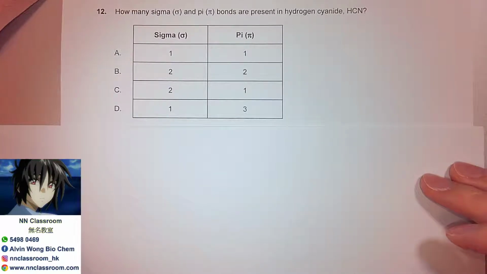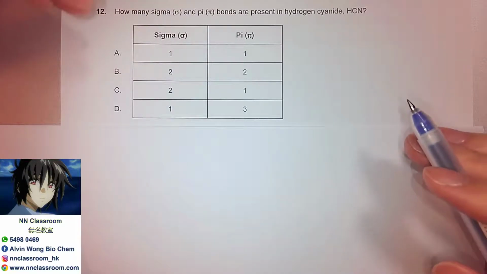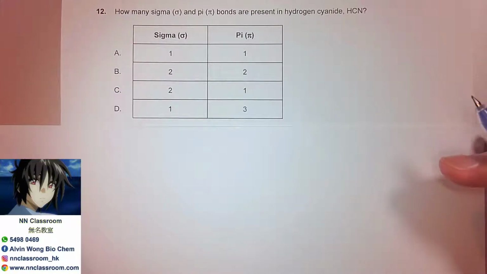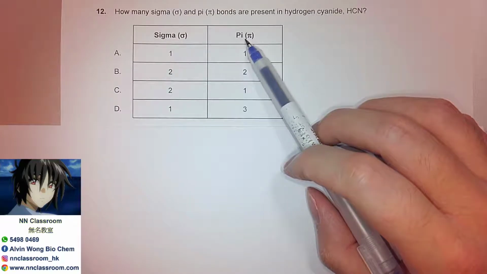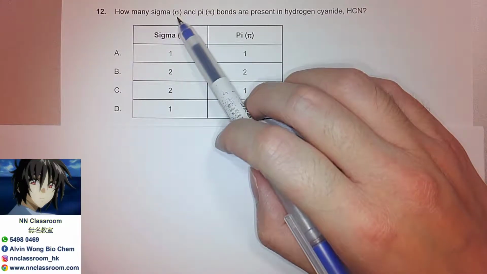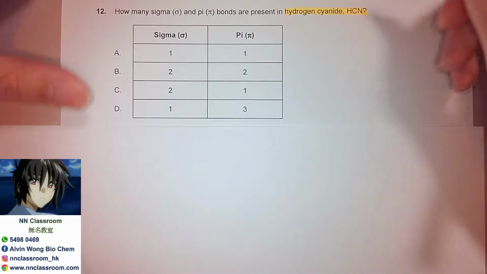Today, I'd like to share with you a past paper question from 2019 Time Zone 2 in May. That is question number 12, relating to topics 4 and 14, the understanding of molecular geometry and the overlapping geometry of bonds, namely the sigma bond and the pi bond. Let's see: how many sigma and pi bonds are present in hydrogen cyanide, HCN?